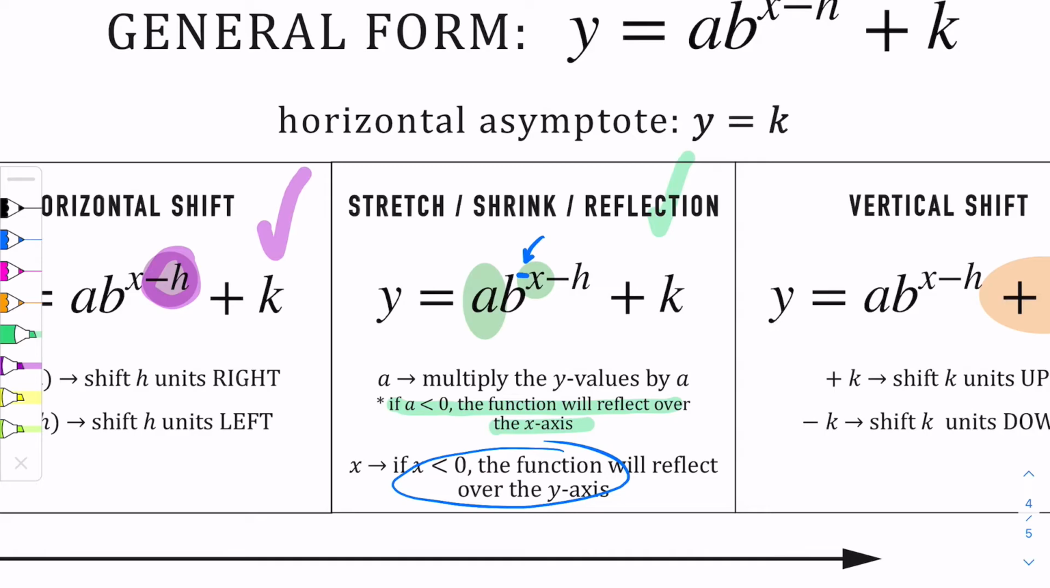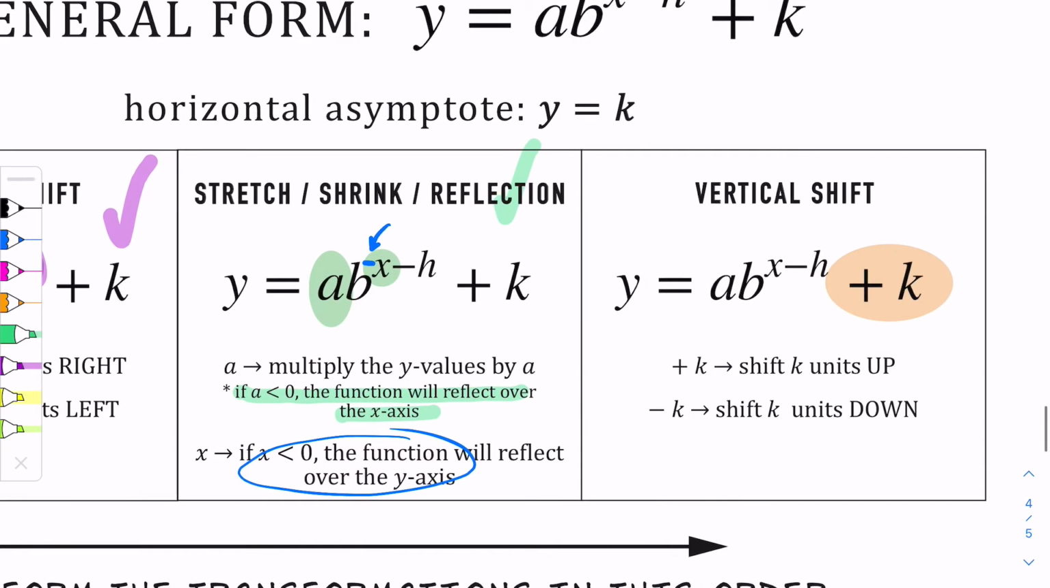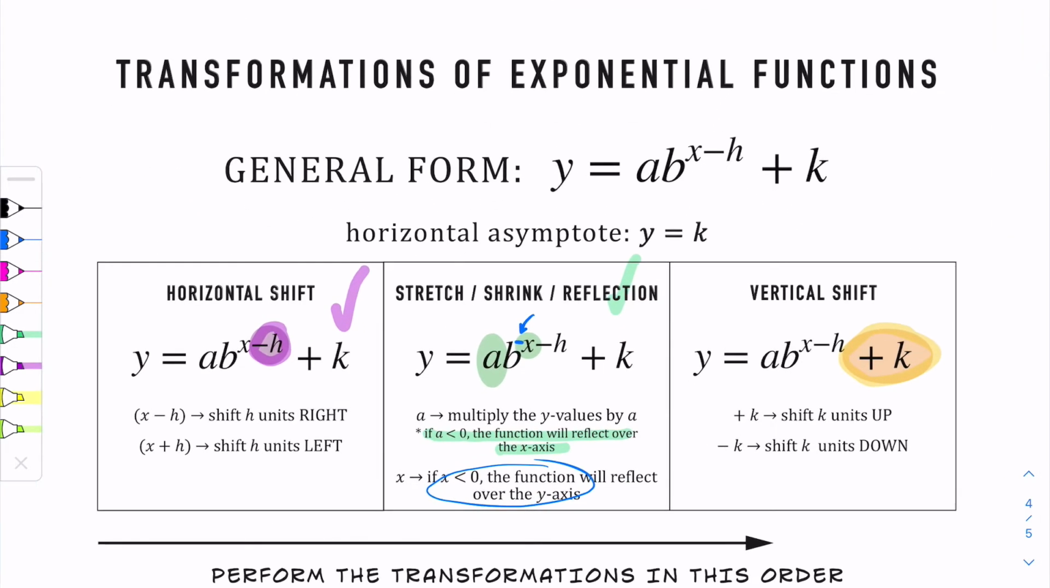Once you do your stretch, shrink, or reflection, your last step is your vertical shift. Your vertical shift is your up or down shift. If you are adding, you are shifting up. If you are subtracting, you are shifting down. It is imperative, so absolutely important, that you follow these transformations in the correct order. So in this table, you move from left to right.